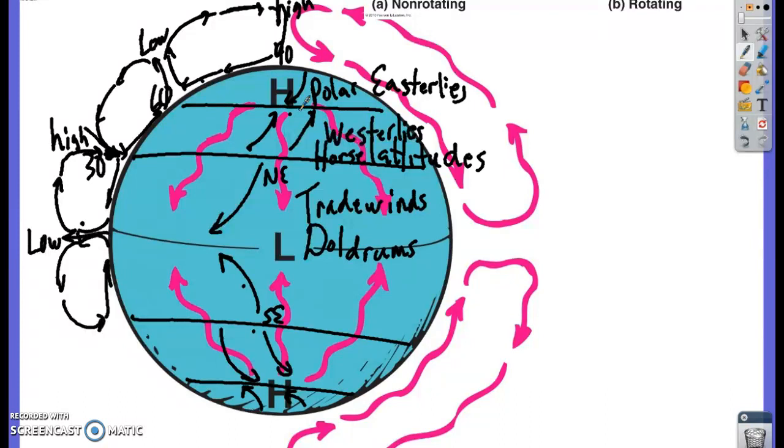And so along this 30 degrees latitude area, there are many, many deserts. You have the Sahara Desert in Africa. We have the Mojave Desert out in the west, the Arabian Desert in the Middle East. Australia has one called the Great Victoria Desert. But a lot of these deserts are located either on 30 degrees north or 30 degrees south because these are high pressure areas and therefore there's not a whole lot of rain.